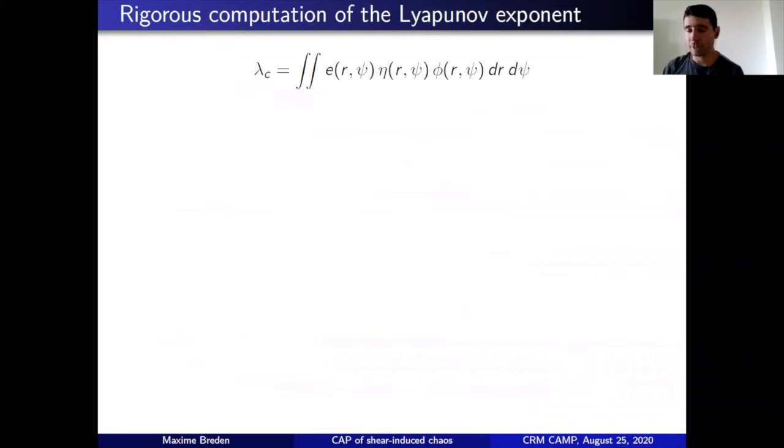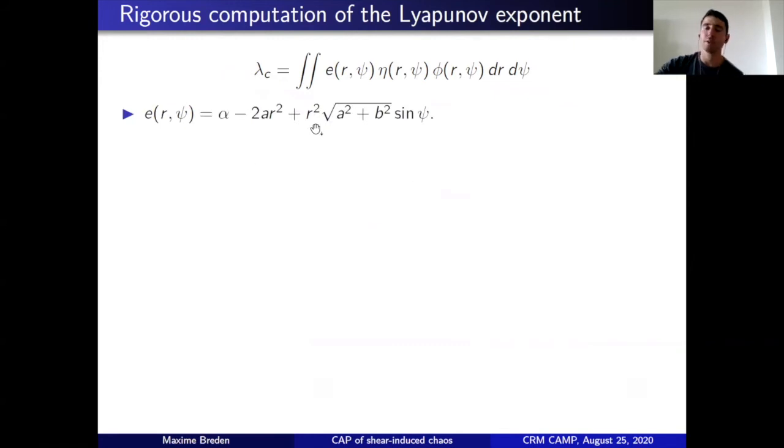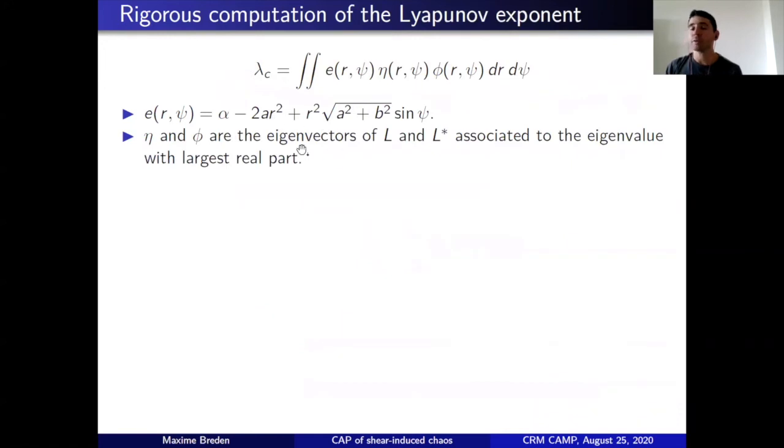But okay, so the last slide now. The rigorous computation of this Lyapunov exponent is given by this formula. The E is just given, Maxi explained a bit to you where it came from. And now I explain how to rigorously validate an eigenpair of L or L star, but we need to check that we have the correct one.